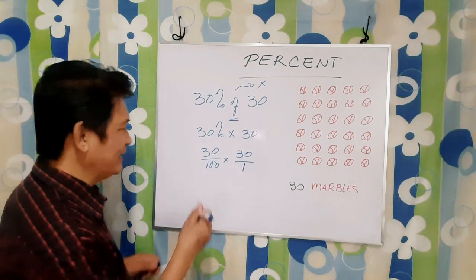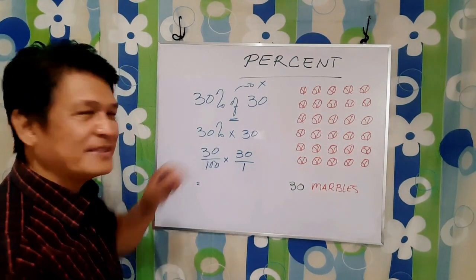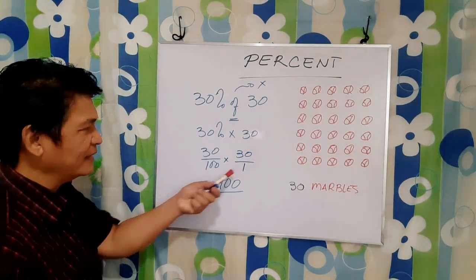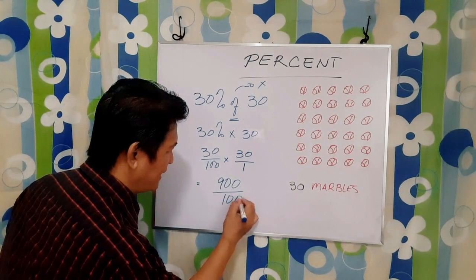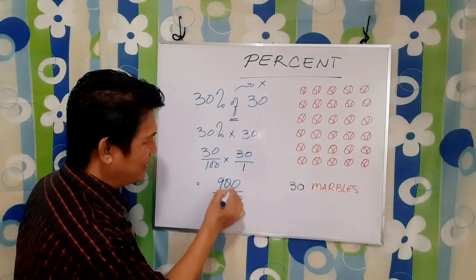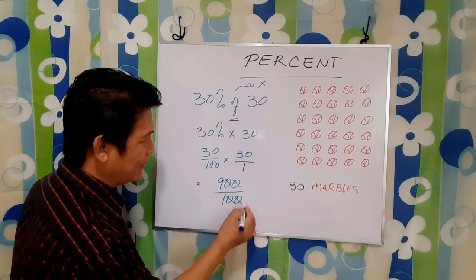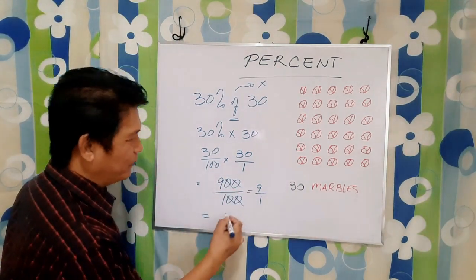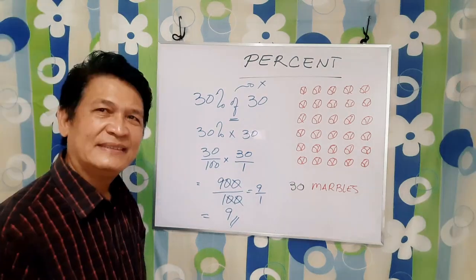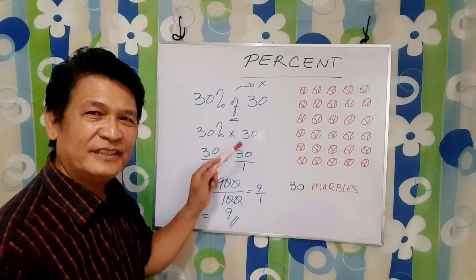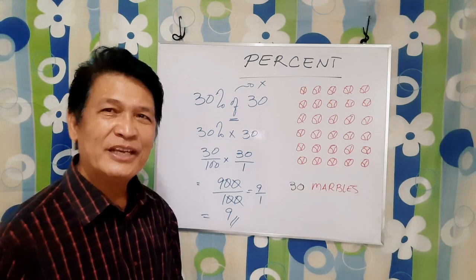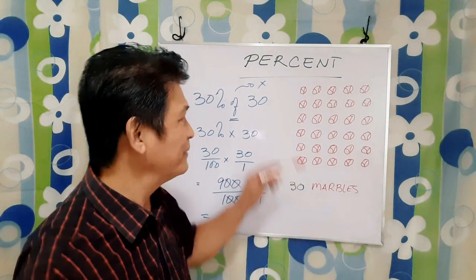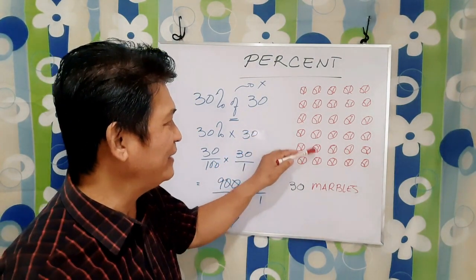If you are going to multiply that, you have 30 times 30, 900, and 100 times 1 is 100. We cancel your 0s, and what you have is 9 over 1, or 9 over 1 is equal to 9. Now, the 30% of 30 is equal to 9. That means you're going to give your friend 9 marbles so that you will be able to play with him. So that's 1, 2, 3, 4, 5, 6, 7, 8, 9.